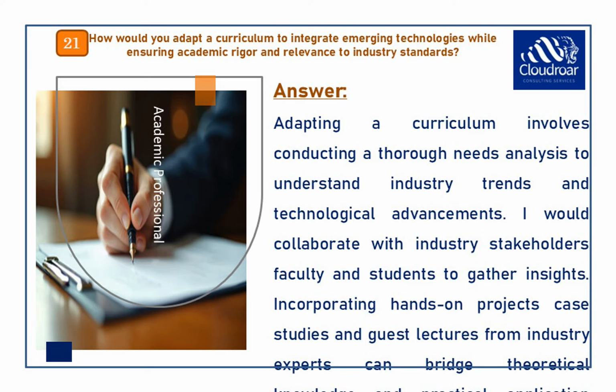Question 21. How would you adapt a curriculum to integrate emerging technologies while ensuring academic rigor and relevance to industry standards? Adapting a curriculum involves conducting a thorough needs analysis to understand industry trends and technological advancements. I would collaborate with industry stakeholders, faculty, and students to gather insights. Incorporating hands-on projects, case studies, and guest lectures from industry experts can bridge theoretical knowledge and practical application, ensuring that the curriculum remains relevant and rigorous.